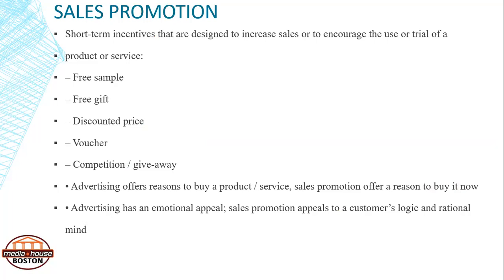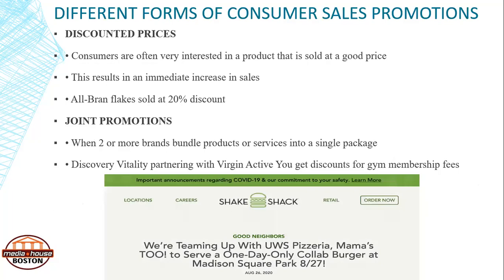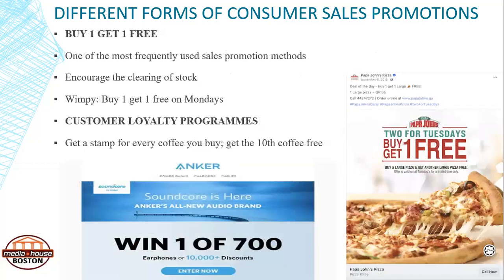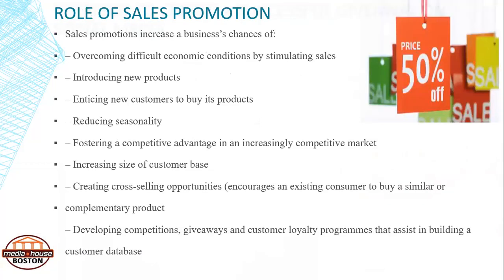Advertising offers reasons to buy a product or a service. Sales promotion offers a reason to buy it now. Advertising has an emotional appeal. Sales promotion appeals to a customer's logic and rational mind. There are different forms of consumer sales promotions: discounted prices, joint promotions, vouchers and coupons, social media giveaways, buy one, get one free, customer loyalty programs. These are all forms of consumer sales promotions that can be used.